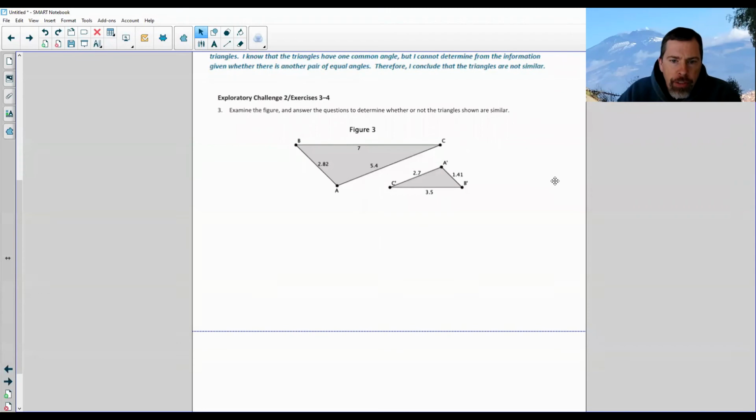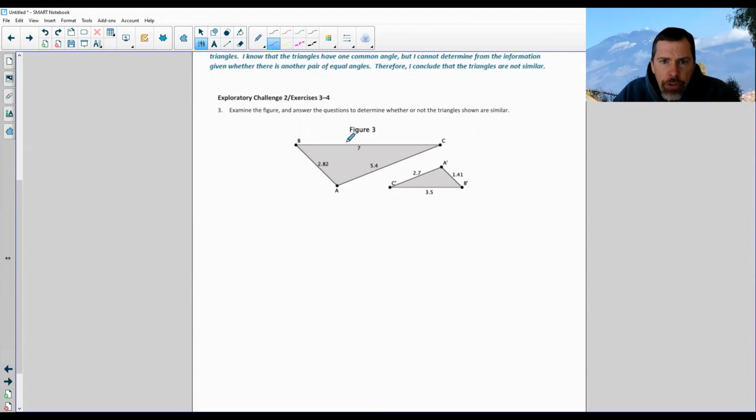Exploratory challenge 2, exercises 3 and 4. Number 3 says, examine the figures and answer the questions to determine whether or not the triangles shown are similar. Okay, so we don't have any angle measurements, but we have all of the side lengths. So I'm going to set up a proportion. I'm going to say AB is to A prime B prime, as BC is to B prime C prime, as AC is to A prime C prime. And then I'm going to fill in my information.